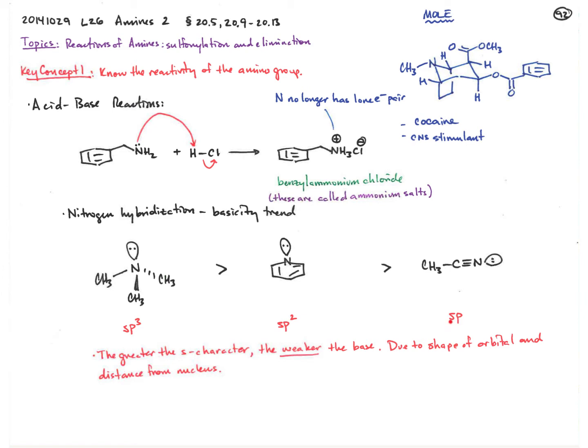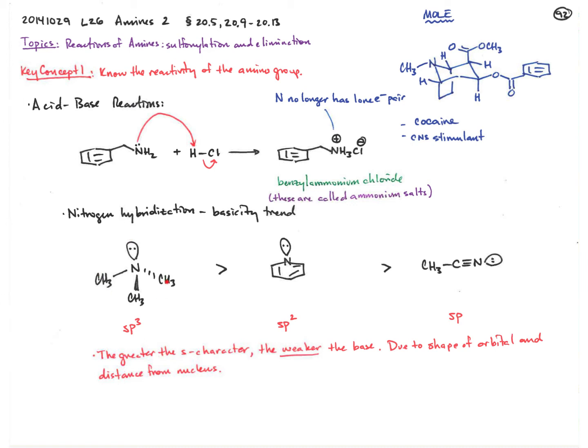What this is basically saying is that for this sp orbital, because the s orbital is spherical, it contributes a greater portion to this sp, meaning the electron pair is closer to the nitrogen. It's less available to be bonded, which is the requirement in an acid-base reaction. You have to donate that lone pair. In sp3, where there's the p3, the orbital is more dumbbell shaped, so it's further away from the nitrogen. It's more available to abstract a hydrogen.